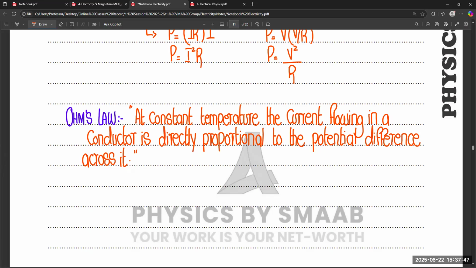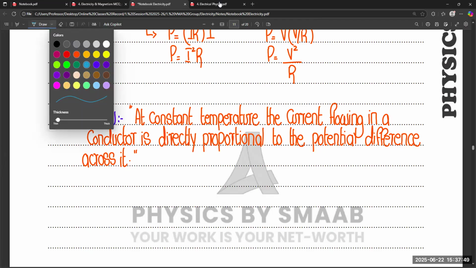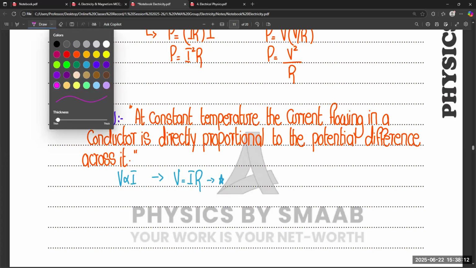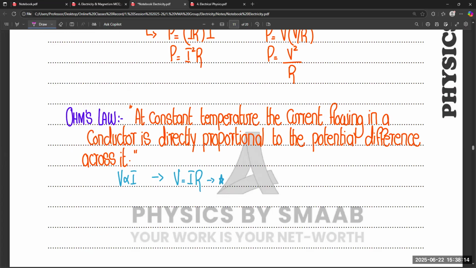So according to this idea, the formula will be V directly proportional to I, or V is equal to IR. So this is the equation for Ohm's law. V is equal to IR. This is the same equation as R is equal to V upon I. So this is the same type of equation that we are already using for the resistance formula.